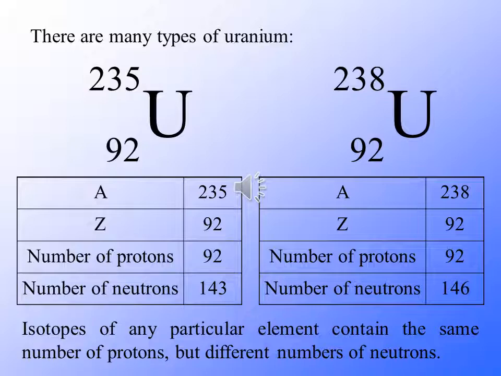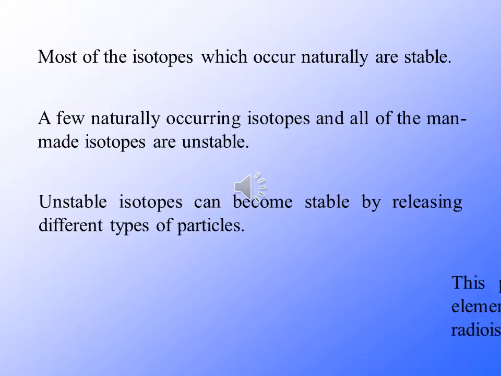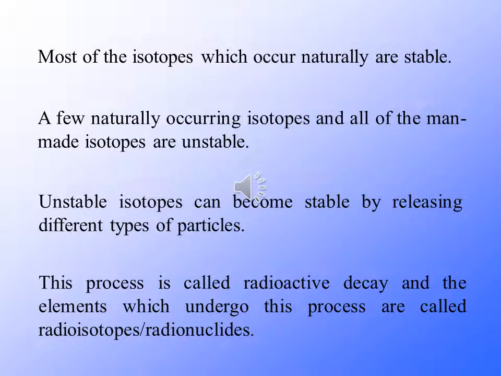In the previous lesson, we said that isotopes of any particular element contain the same number of protons but different numbers of neutrons. Most of the isotopes which occur naturally are stable. A few naturally occurring isotopes and all of the man-made isotopes are unstable. An unstable isotope can become stable by releasing different types of particles. This process is called radioactive decay, and the elements which undergo this process are called radioisotopes or radionuclides.